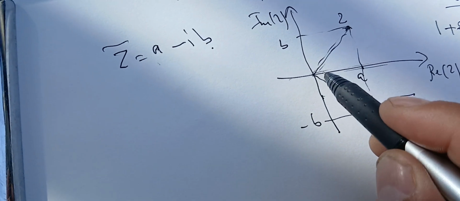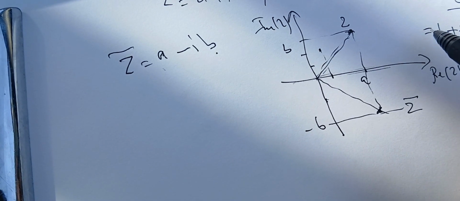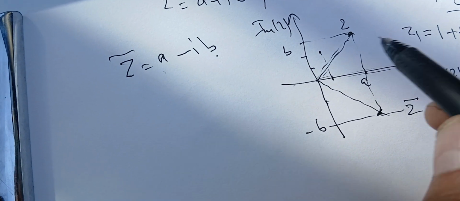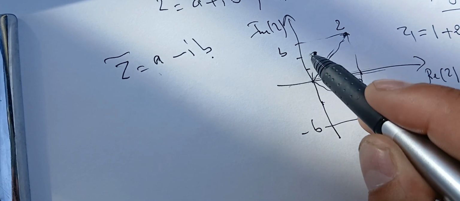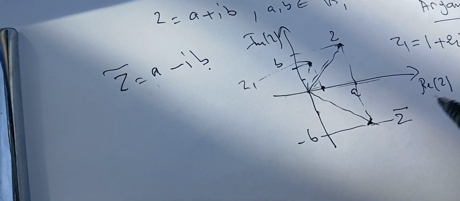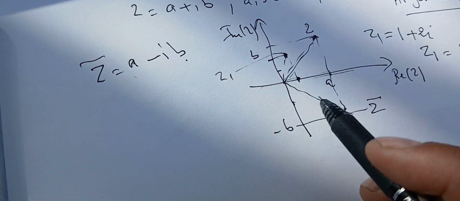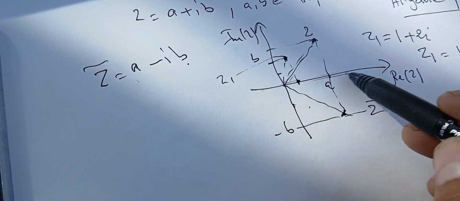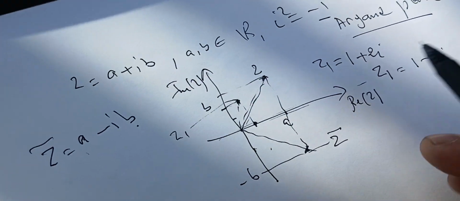Let's say we have the number 1 plus 2i. Let's say this is 1, this is 2. Let's call this one z1. So z1 is going to be here. It has real part 1 and imaginary part 2. What's its conjugate? The conjugate of z1 is 1 minus 2i. It's symmetric with respect to the real part axis, to this axis.